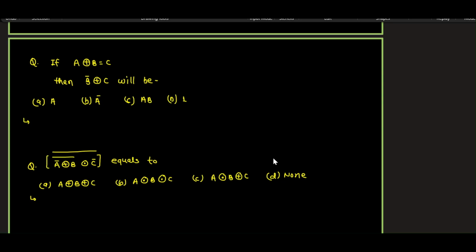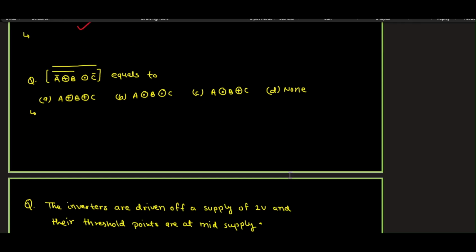If A XOR B is equal to C, then what is B XOR C bar? This is the interchange theorem, if you remember. If A XOR B equals C, and then it is asked about B XOR C, then A will interchange position with C, and the output will become A. And if I apply this bar here, then the bar will also come here. So my answer will be A bar.